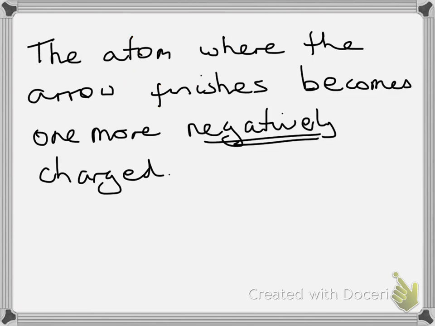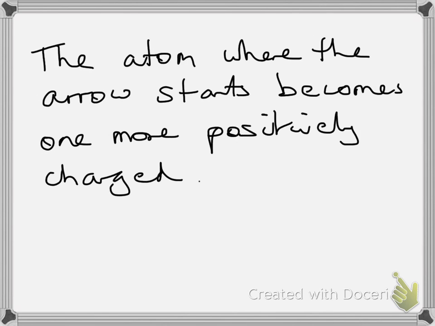Now, the atom where the arrow finishes becomes one more negatively charged. The arrows represent the movement of a pair of electrons. So where the arrow ends up, the head bit of the arrow, that atom will become one more negatively charged. If it was neutral to begin with, it will become negative. If it was positive to begin with, it will become neutral.